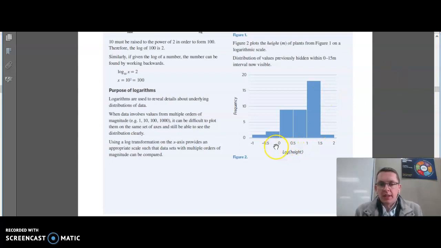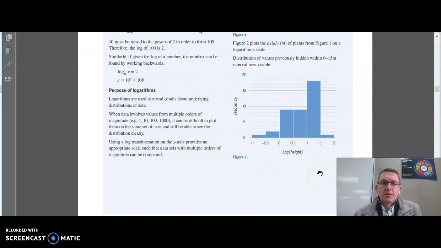The way I view this is I see -1 as a tenth. I see 0 as 1, because 10 to the power of 0 is 1. I see 1, which is 10 to the power of 1, as 10. 10 to the power of 2 is actually 100. So I see that as those numbers. So be careful if you're looking for exact values again.